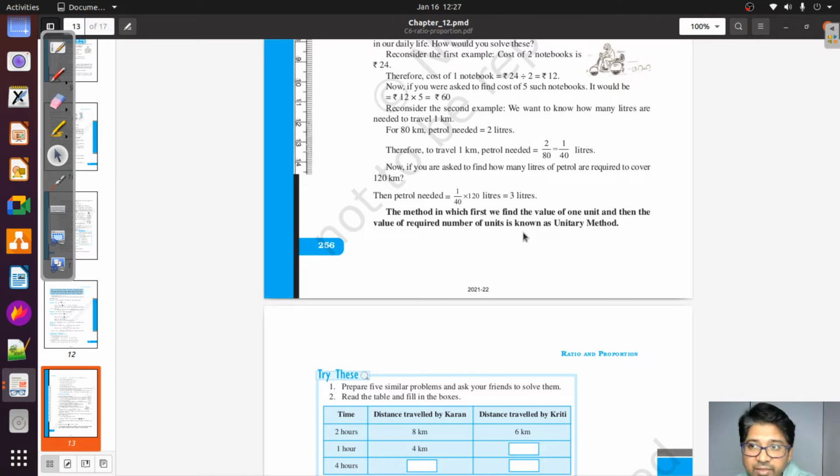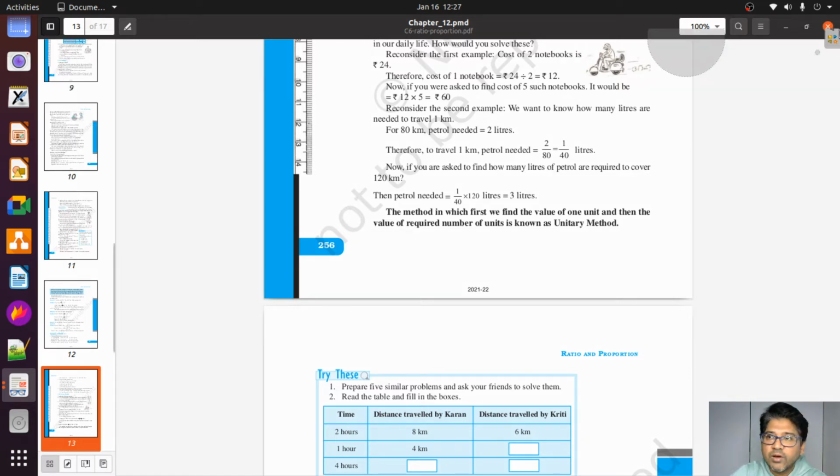Do you understand this statement? Guys, do you understand this statement? No? Okay, let's try to understand. What is the unitary method? It is the method in which we first find the value of 1. So you have to find the value of 1 first.